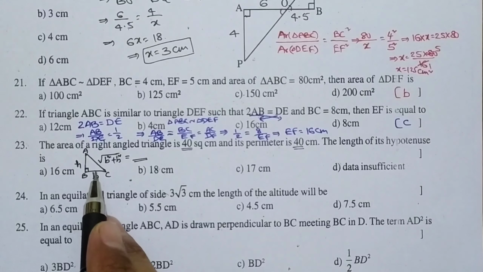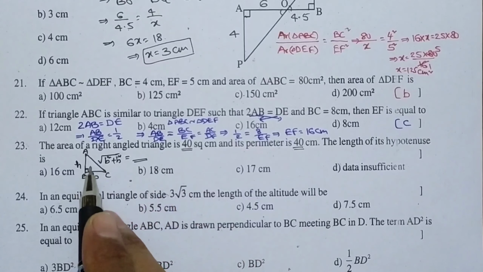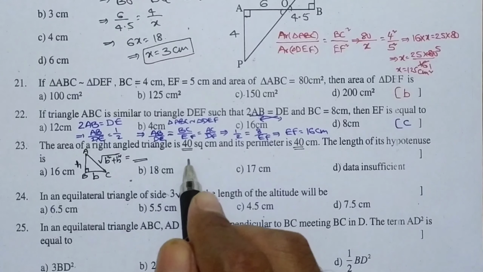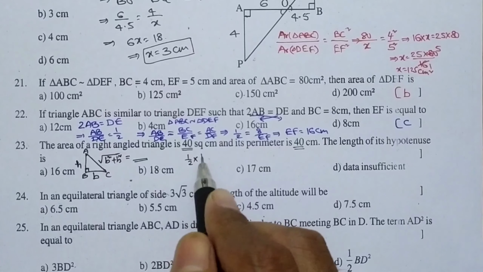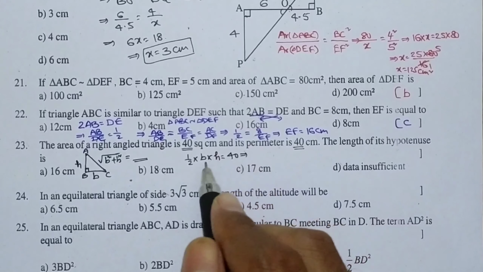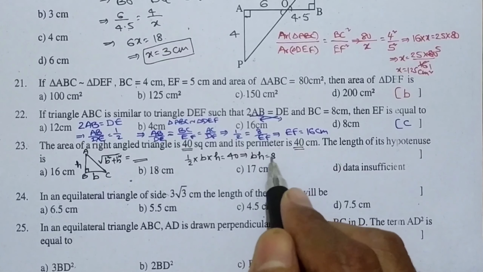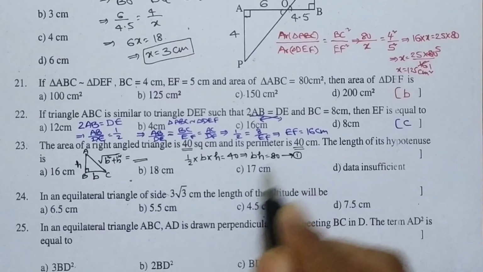For this the given clue is that area of the triangle is 40 square centimeter, means area of the triangle, formula we know, half into base into height. So half into base into height is given as 40. From this B into H is equal to, let us do cross multiplication, 2 into 40 is 80. So let us take it as equation number 1.